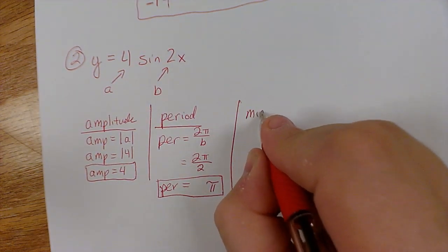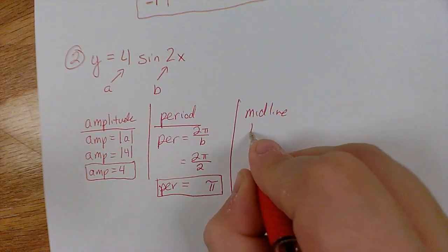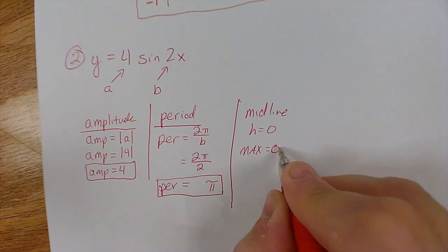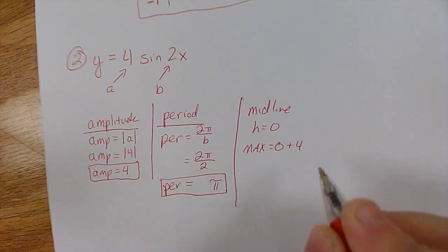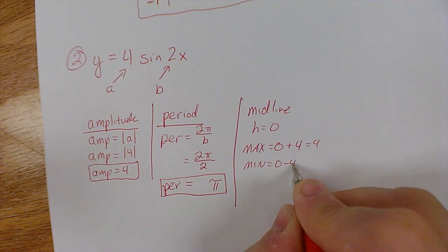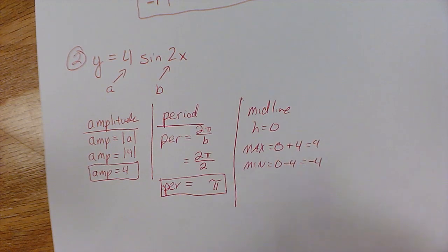And even the midline, once again, h is equal to 0, so the max this time will be 0 plus 4, which is 4, and the min will be 0 minus 4, which is negative 4.